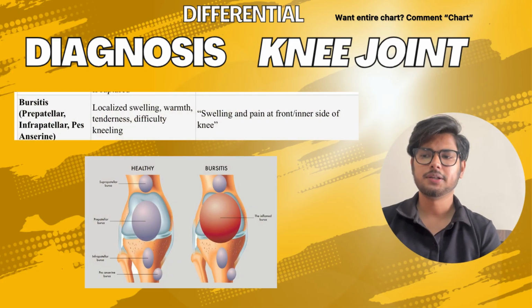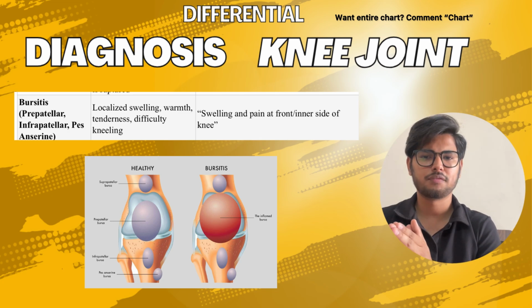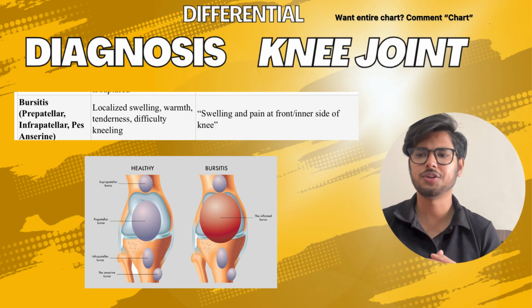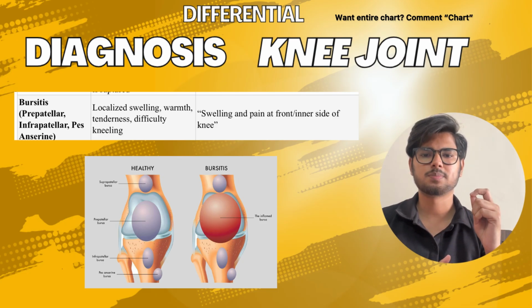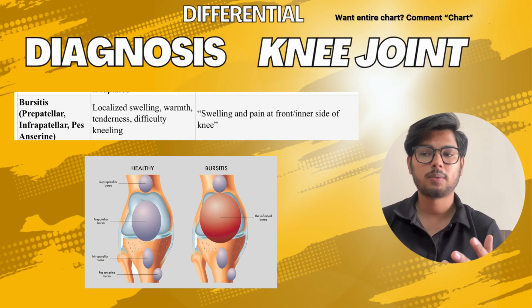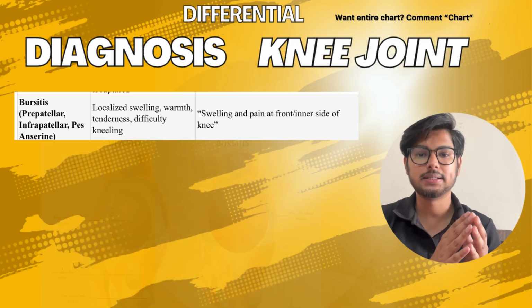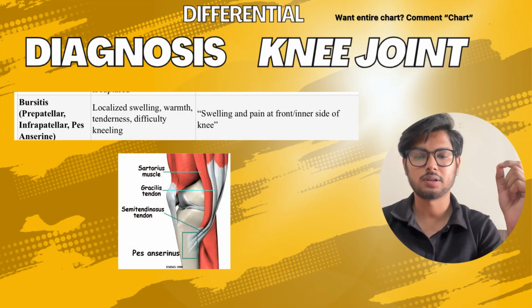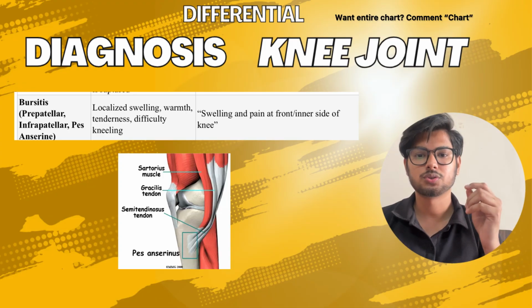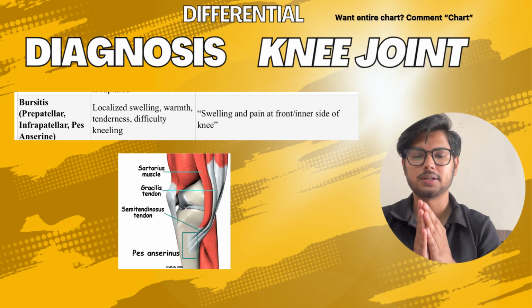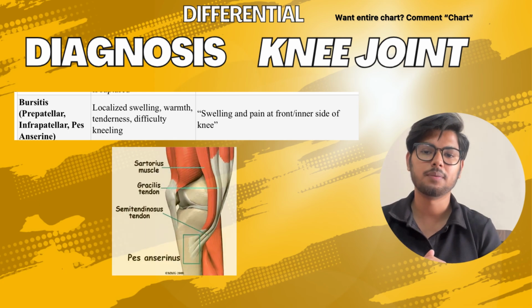Then we have bursitis, which can be present on the prepatellar surface, that is the anterior aspect of the knee, infrapatellar, below the patellar region, or pes anserine, which is present on the medial aspect of the knee joint. Whenever we talk about the pes anserine, which tendons are coming over there? We have three tendons, so three muscles: SSG, remember SSG, that is semitendinosus, sartorius and gracilis. These tendons insert onto the inner surface of the knee joint, the medial aspect, and there they can have a bursitis.